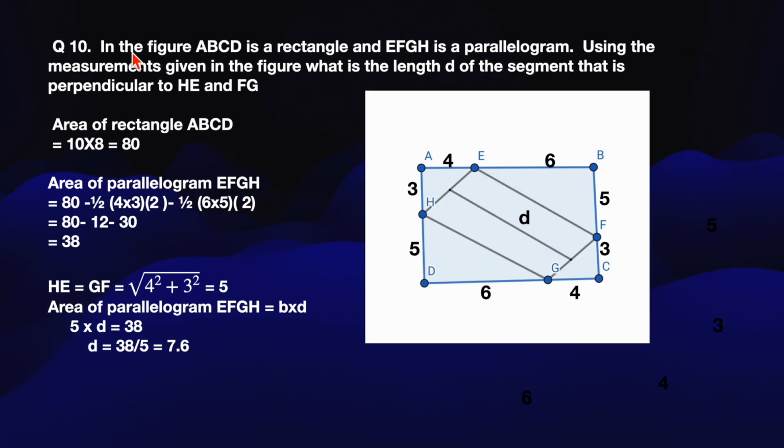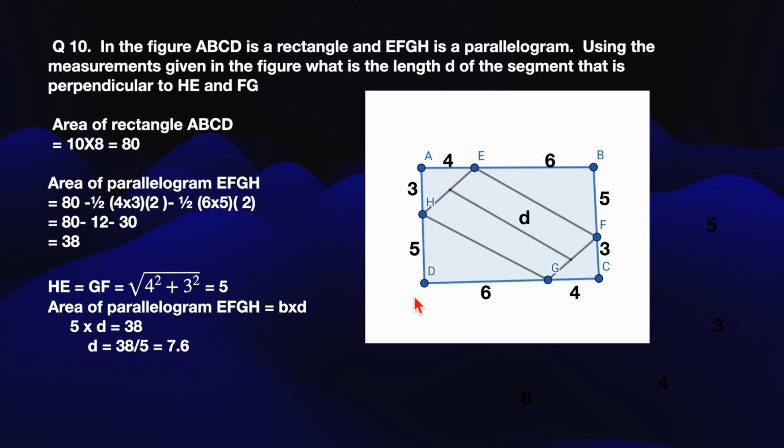Question 10. In the figure, ABCD is a rectangle and EFGH is a parallelogram. So this is a rectangle and this is a parallelogram inside. Using the measurements given in the figure, what is the length D of the segment that is perpendicular to HE and FG? So this D, this line segment, is perpendicular to HE and FG.